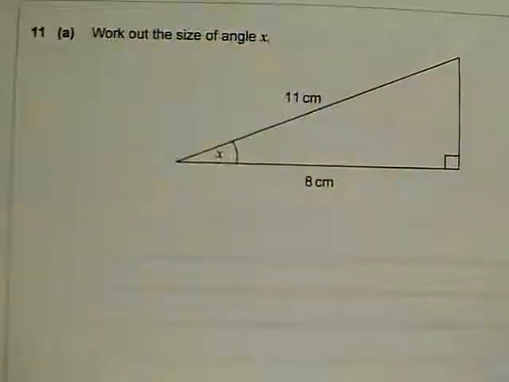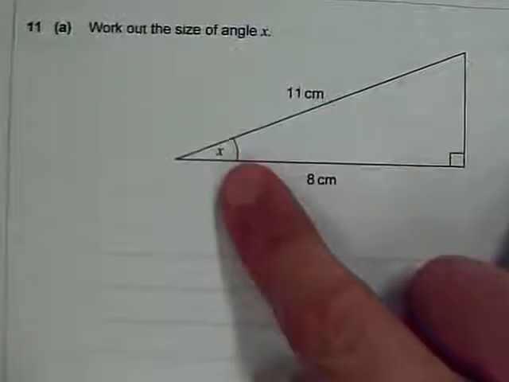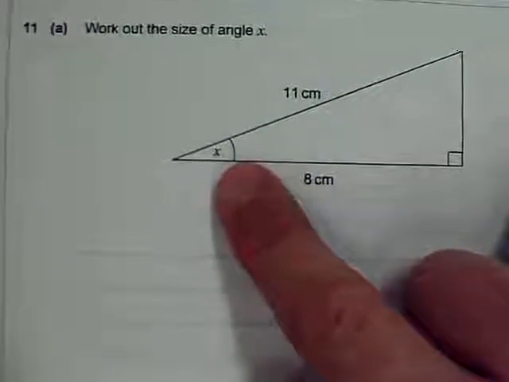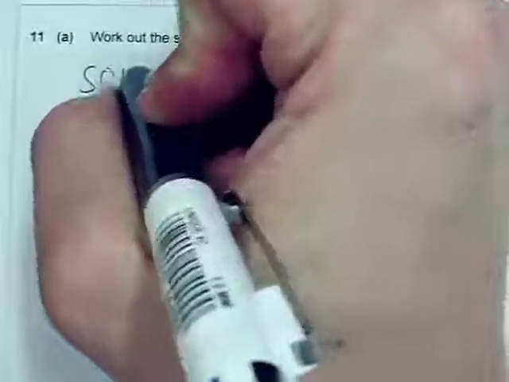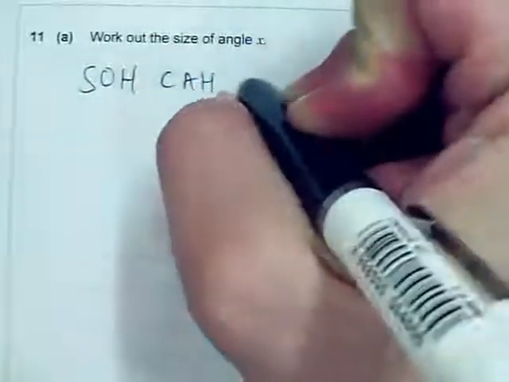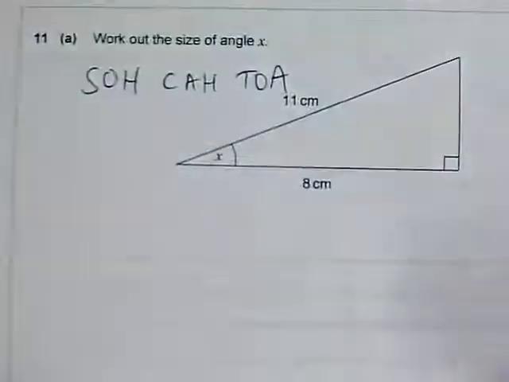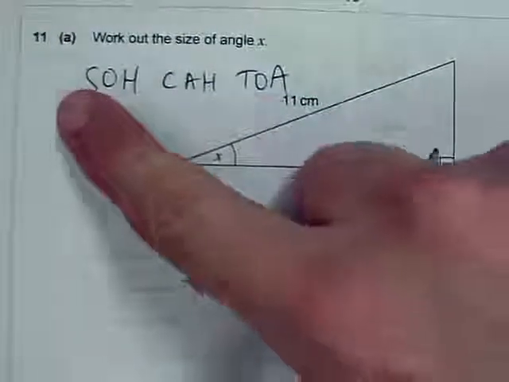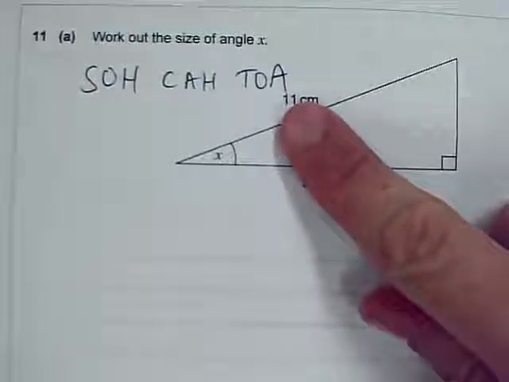Question 11 was on trigonometry. It says work out the size of angle x. So whenever we're asked to find an angle, we're going to be using trigonometry. So we should remember SOHCAHTOA. There's various mnemonics to help you remember this, but with enough practice you can just write it out like that.